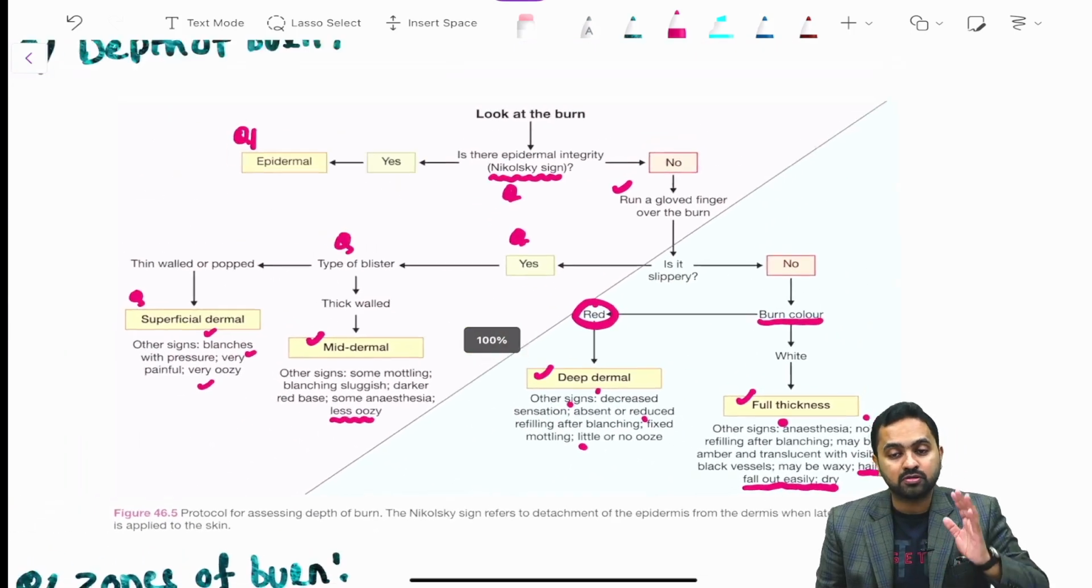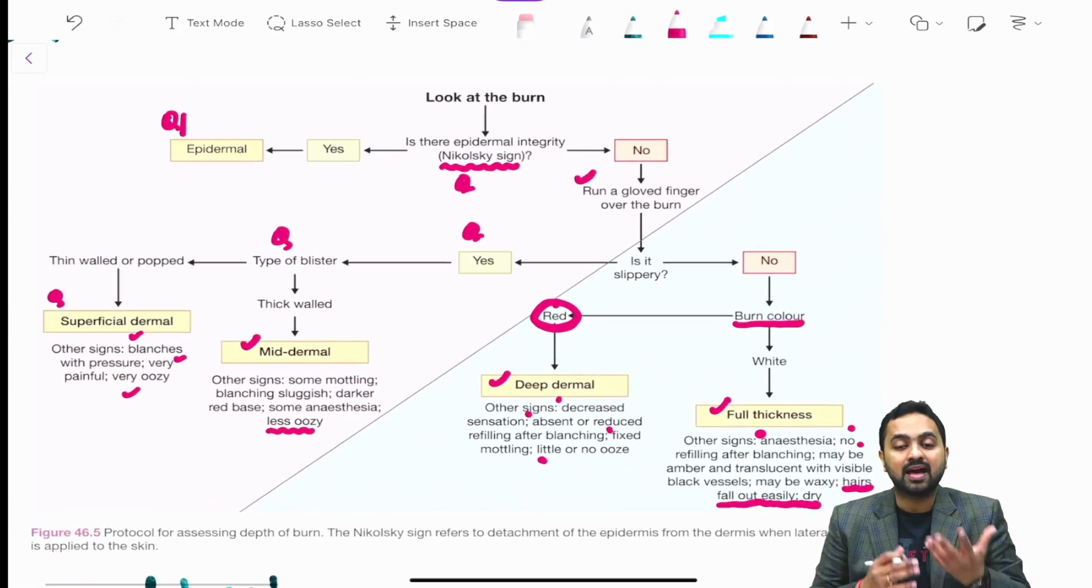So, if we follow this particular table, we will know the characteristics of the various types of burn and also it helps us to classify the epidermal, superficial dermal, deep dermal and full thickness burn.